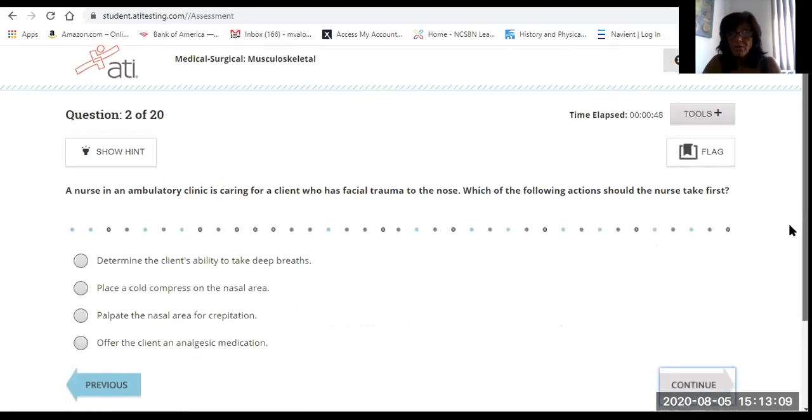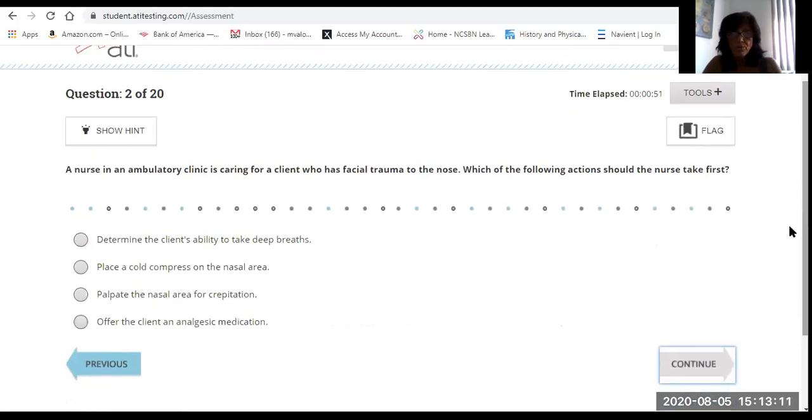A nurse in an ambulatory clinic is caring for a client who has a facial trauma to the nose. Which of the following actions should the nurse take? First, determine the client's ability to take deep breaths, place a cold compress on the nasal area, palpate the nasal area for crepitation, offer the client an analgesic medication. You're going to probably do all of those things, but which one is the most important?